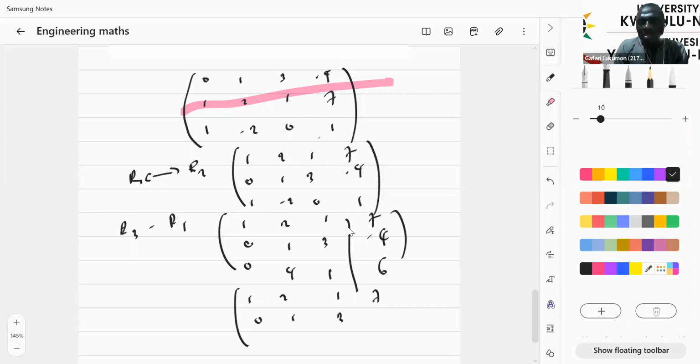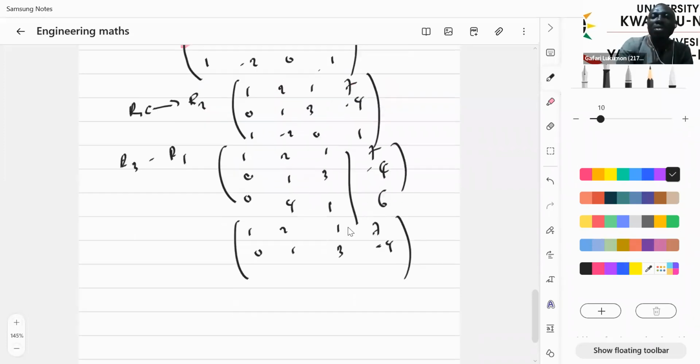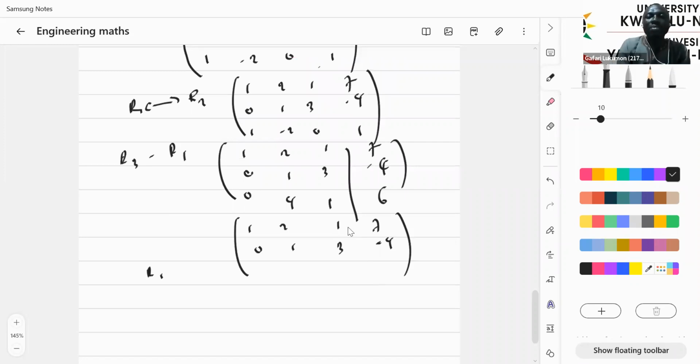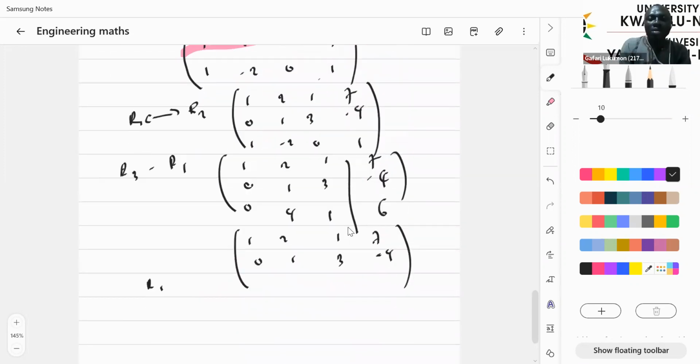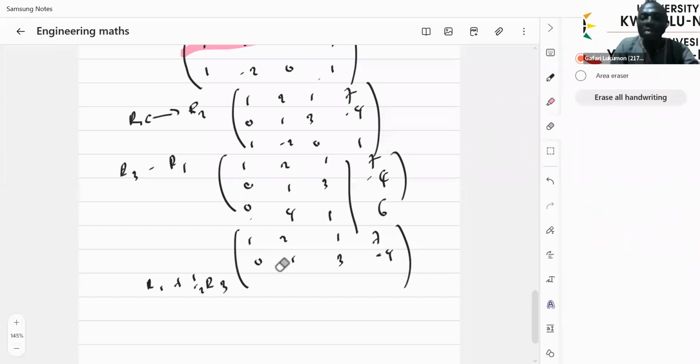0, 1, 3, -4. Okay, R1 plus half R3. You know R1, that is 1 plus 0, that will give me, no, then it is not applicable to this. Then they want us to implement it here. Because if you implement this here, it's going to give me 1 back. Then we are wrong.